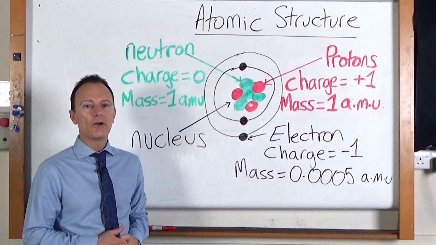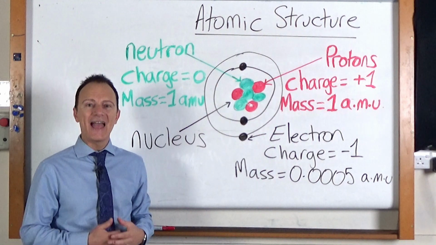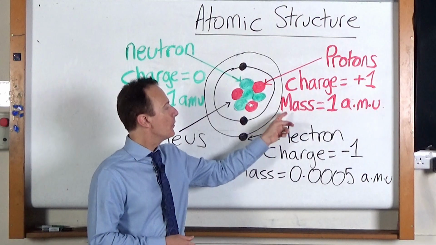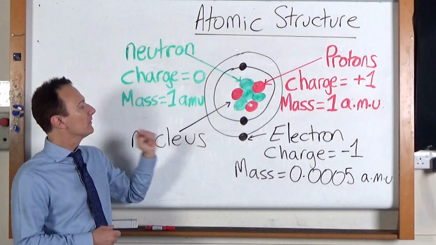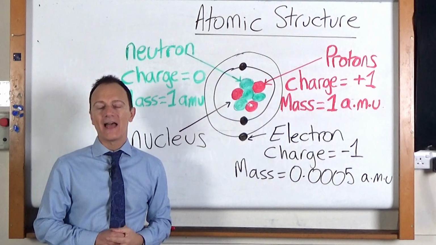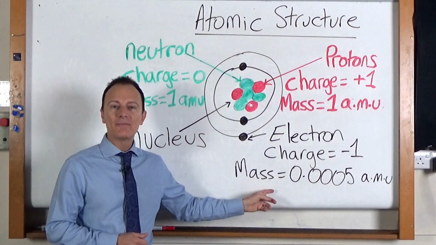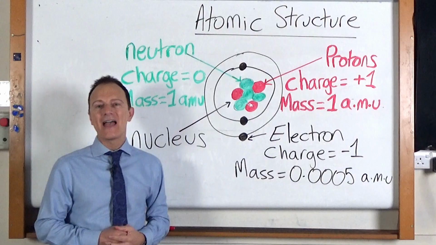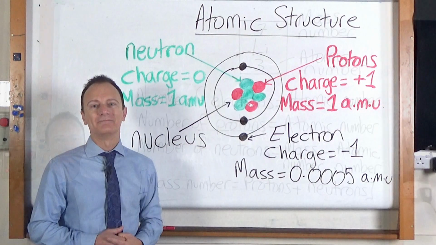You also need to know the relative mass of these particles, and it's measured in AMU, which stands for atomic mass units. Now, the protons have a mass of 1 AMU. The neutrons also have a mass of 1 AMU, but the electrons are much smaller. They have a mass of 0.0005 AMU. And you need to remember all of this knowledge for your exam.